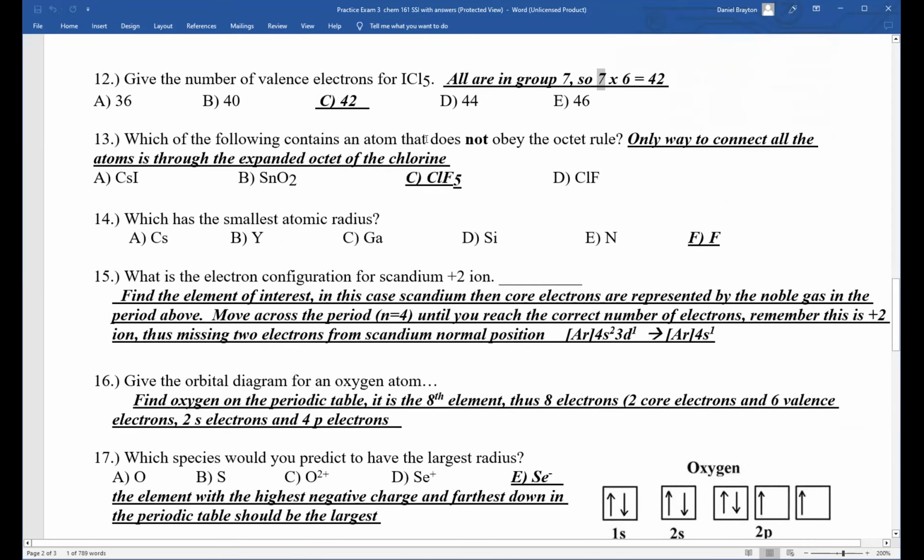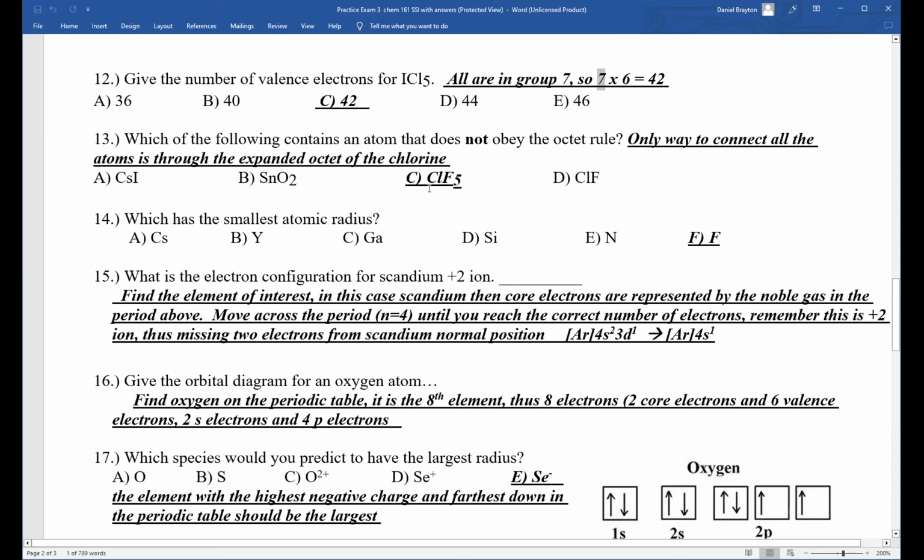13. Which of the following contains an atom that does not obey the octet rule? A is an ionic metal and a non-metal, so it doesn't apply. B, we're getting closer, but tin is a metal, so it doesn't apply. Then D, we saw this one earlier, but the chlorine is in the third row, so there is the potential for the expanded octet, but they both have 7 electrons, so they're just going to form one bond. We saw that one earlier, so that one seems fine as well.